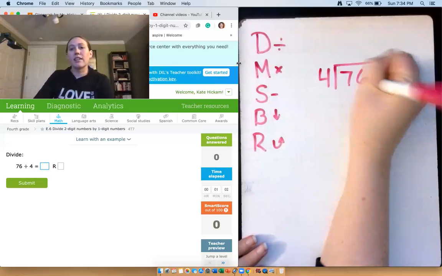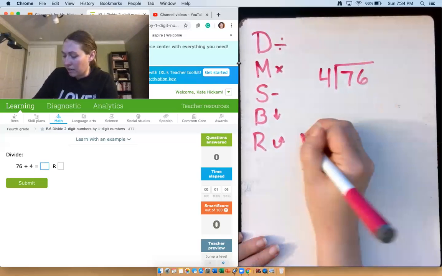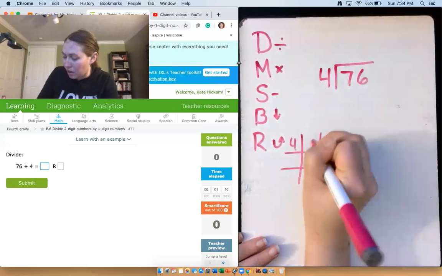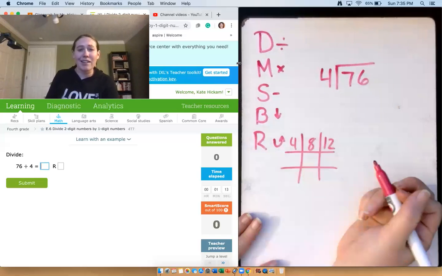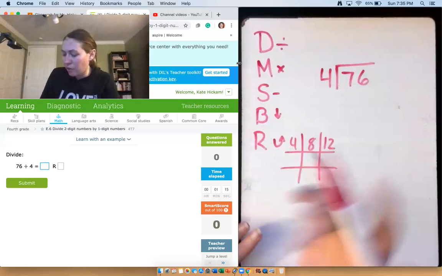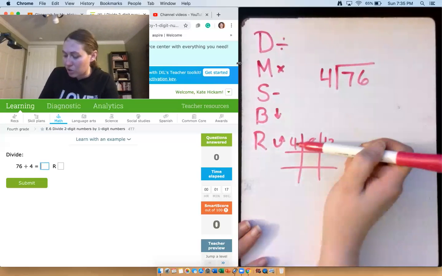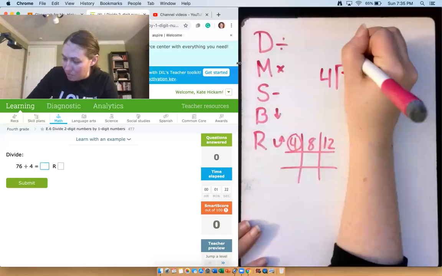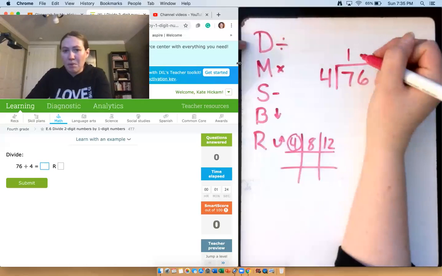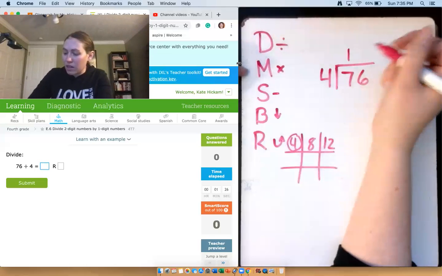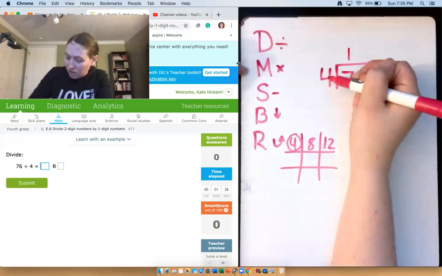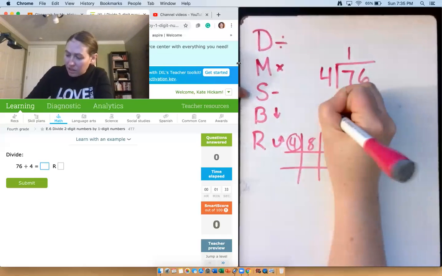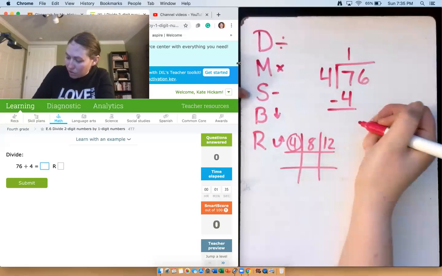Now, if I was looking at a tic-tac-toe, counting by 4s, 4, 8, 12, and I'm not even going to keep going up right now because I'm just showing you. 4 goes into 7. Well, that's too big, so it has to be 4. So 4 goes into 7 one time. That's my divide step. My multiply step is 1 times 4 is 4. Then I subtract. 7 take away 4 equals 3.